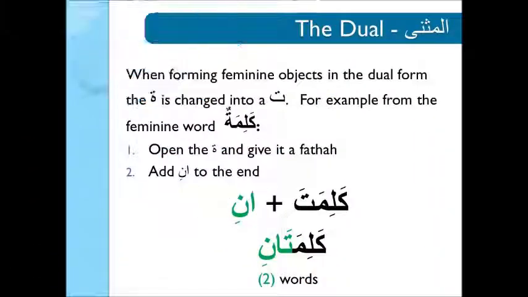المثنى. When forming feminine objects in the dual form, the تاء مربوطة is changed into a تاء مفتوحة. For example, from the feminine word كلمة, 1, we open the تاء and give it a فتحة, and 2, we add آني to the end. So كلمة plus آني becomes كلمتاني, 2 words.